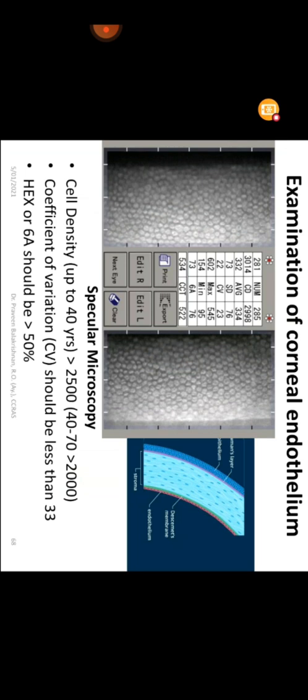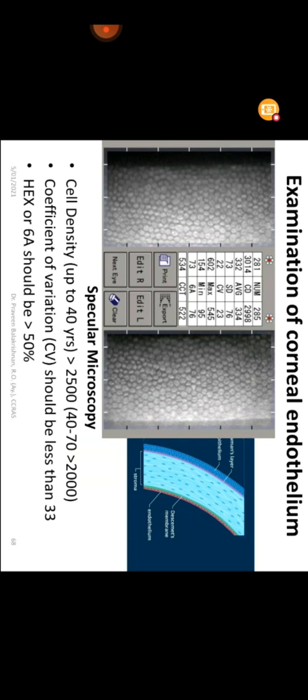Now, the corneal endothelium. We know that the cornea has 5 layers, and the endothelial layer is the innermost layer of the cornea. To know the healthy status of the cornea, we take the corneal endothelium scan, which is called specular microscopy. This is actually done for the transplantation of cornea. You see whether the cornea is healthy for a transplantation or not.